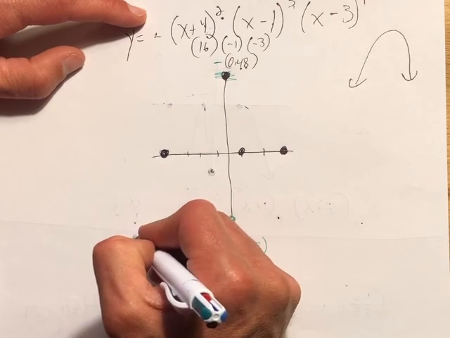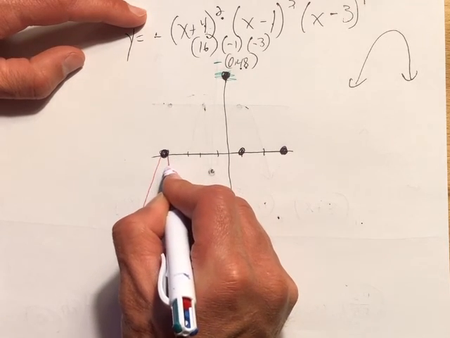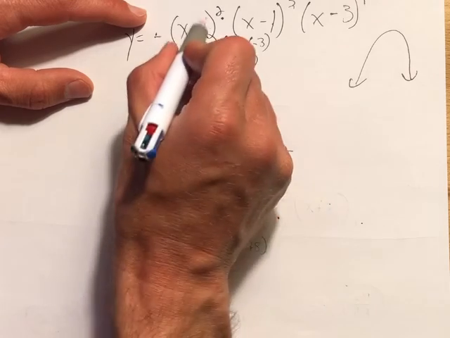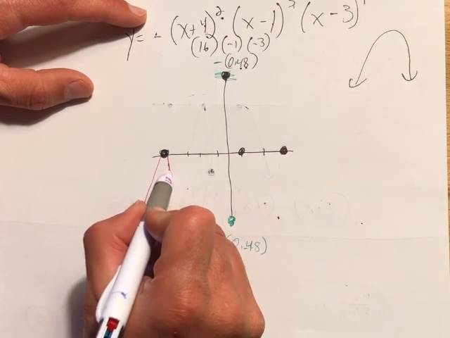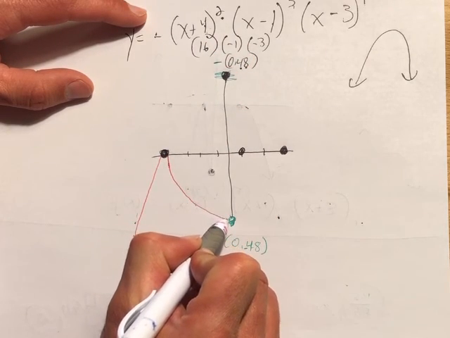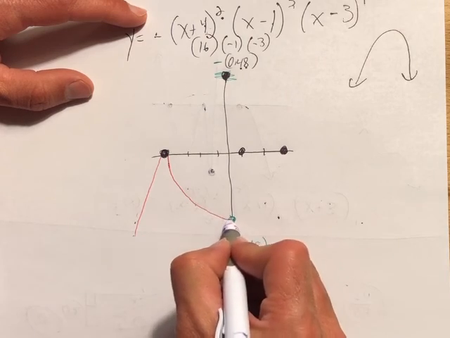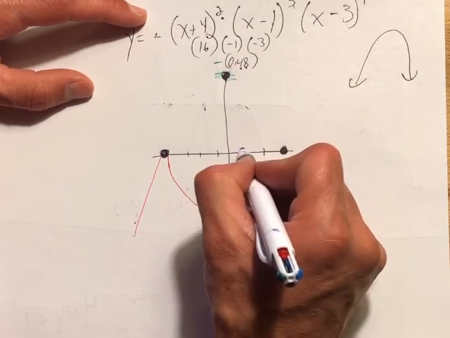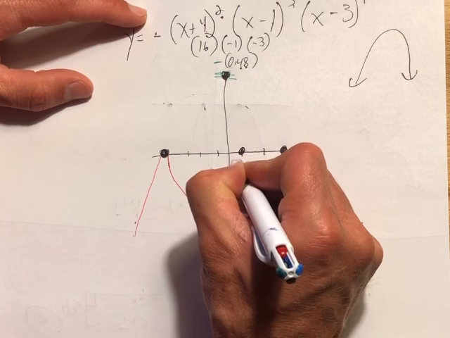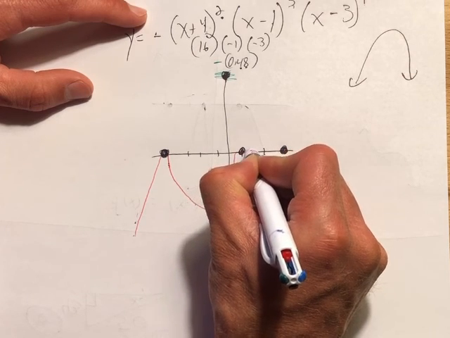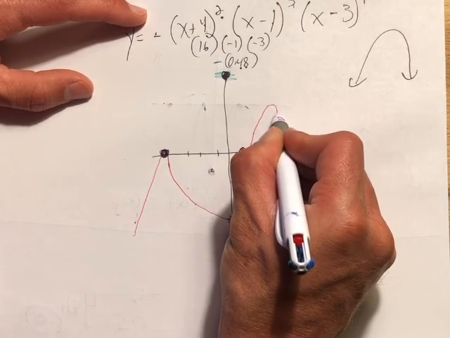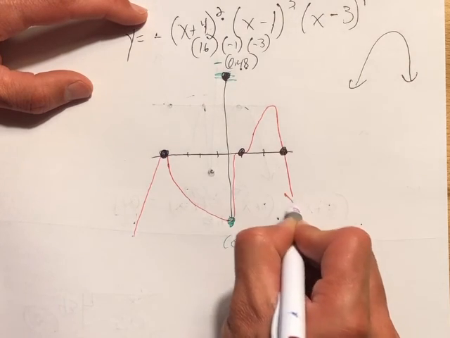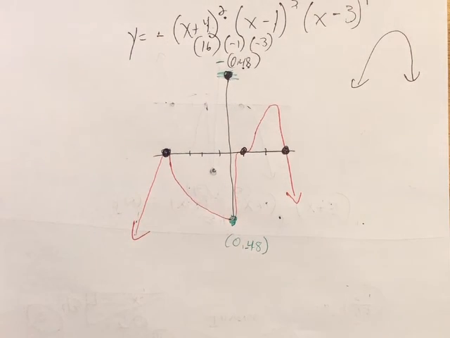Okay, now let's figure out this graph. This is going to start low. It's going to bounce off of x plus 4 squared. It's going to come back. It's going to cross 48. And x minus 1 to the third means it's going to go flat. It's going to stay flat. It's going to come back up. And it's going to go through negative 3. The graph is going to look something like that.